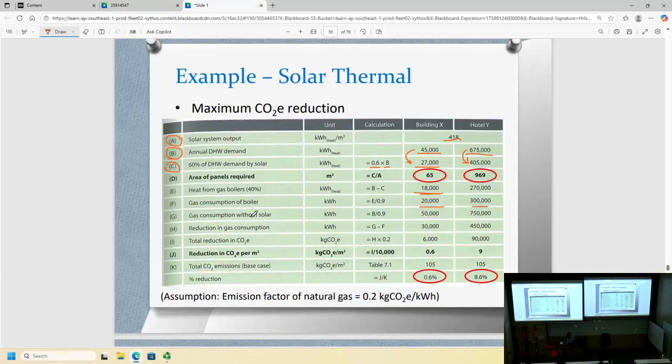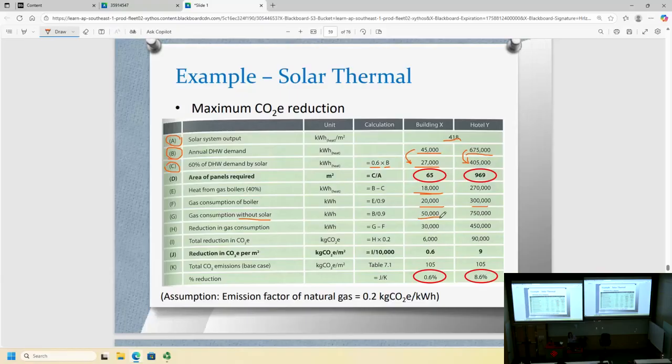And gas consumption without solar. So if we didn't install any solar thermal collector, all heating demand provided by the natural gas boiler, then the gas consumption will be the demand divided by the efficiency. Okay, and we have 50,000. So this 50,000 kilowatt hour is the natural gas consumption if there is no renewable energy. No solar thermal collector, just natural gas boiler.